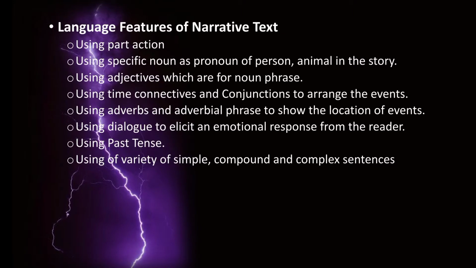Language features of narrative text. Using part action. Using specific noun as pronoun of person, animal in the story. Using adjective which are for noun phrase. Using time connectives and conjunction to arrange the events. Using adverb and adverbial phrase to show the location of events. Using dialogue to elicit an emotional response from reader. Using past tense. Using of variety of simple, compound, and complex sentence.